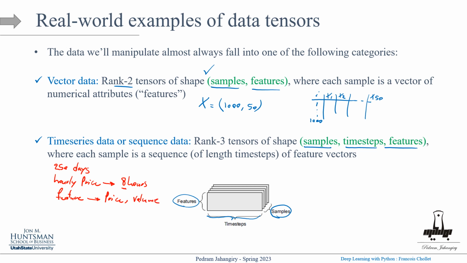So how do I write it as a tensor? Maybe pause the video and think about it. Okay, we start from the samples, 250, and then what is the time step? For each day, it's going to be 8 hours, and how many features do we have? 2. So this is our tensor for structured data, for example, here, time series.